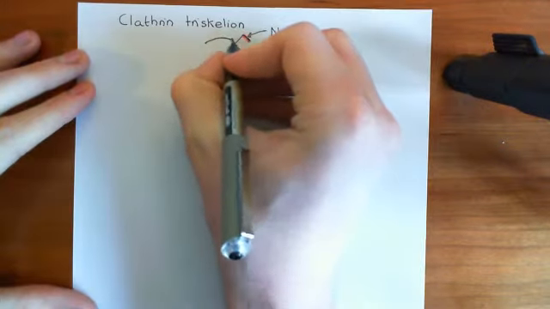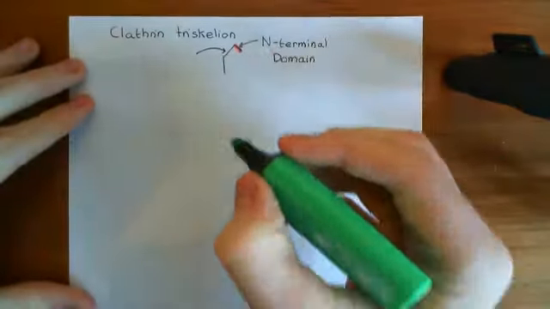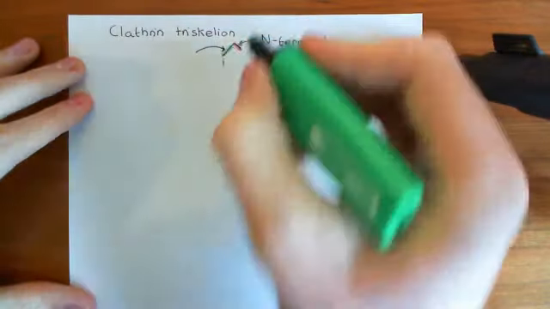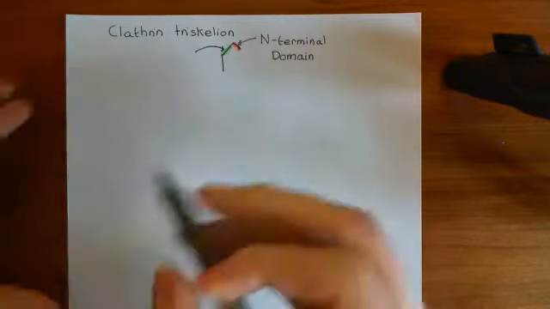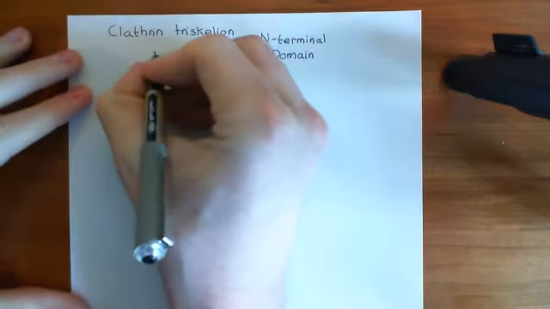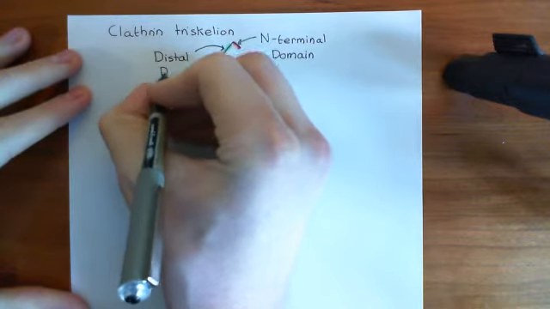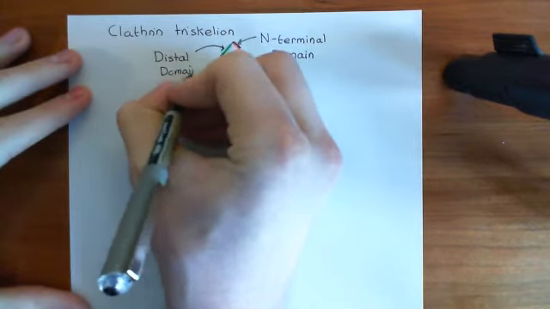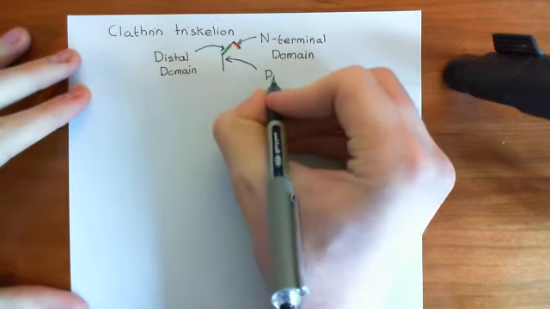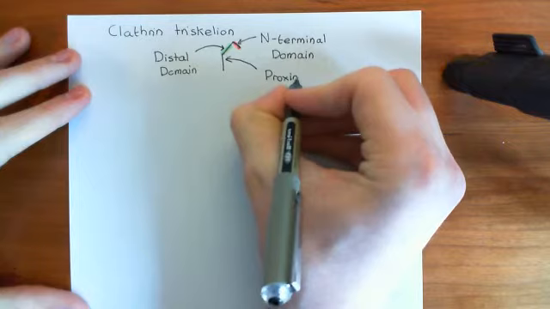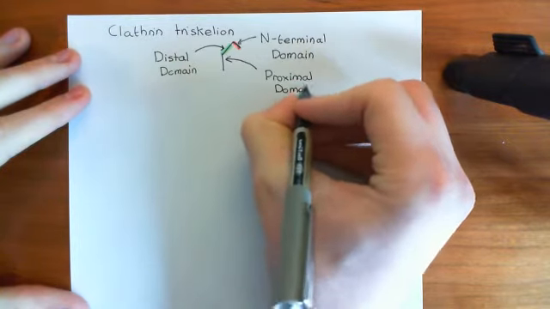This portion here, which I'll colour in now in green, is known as the distal domain of the clathrin heavy chain. So this is the distal domain. And this portion here is called the proximal domain, and I'll colour the proximal domain in blue.